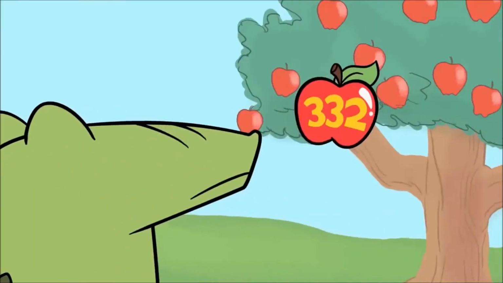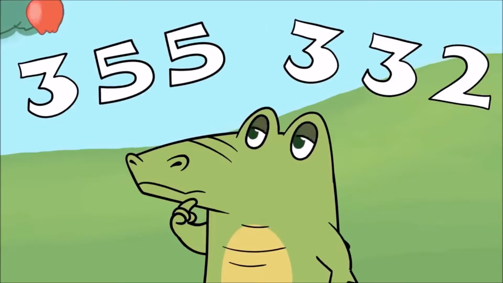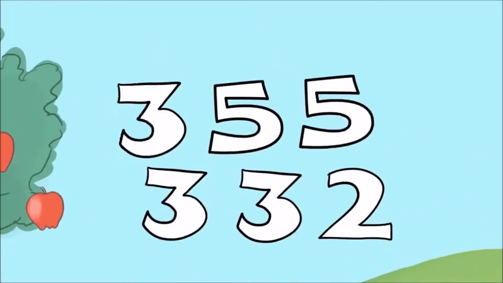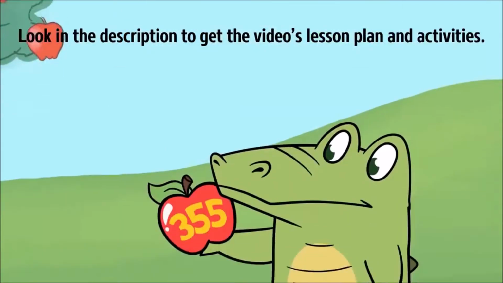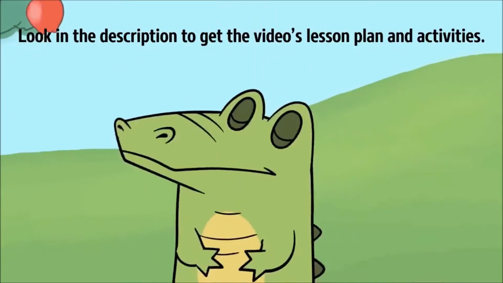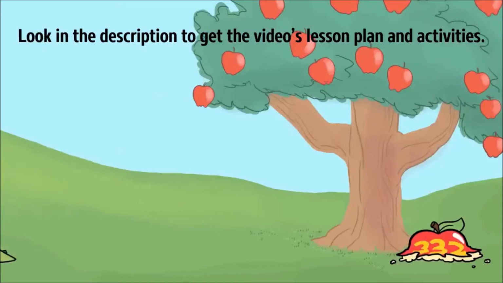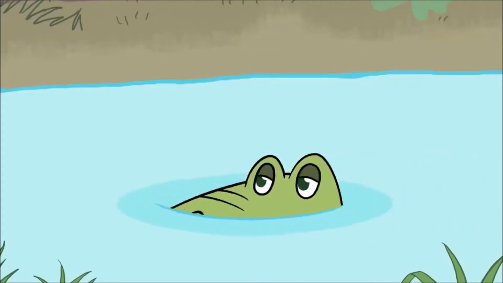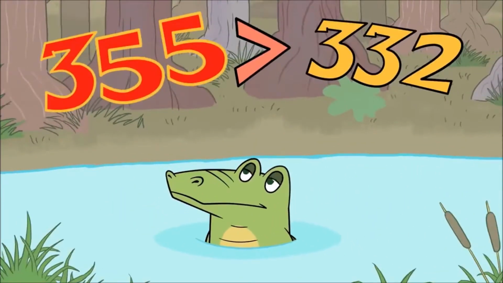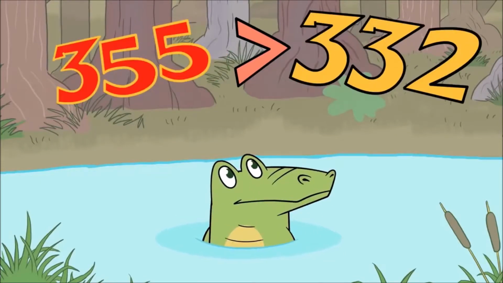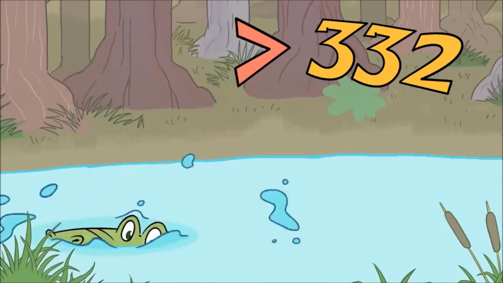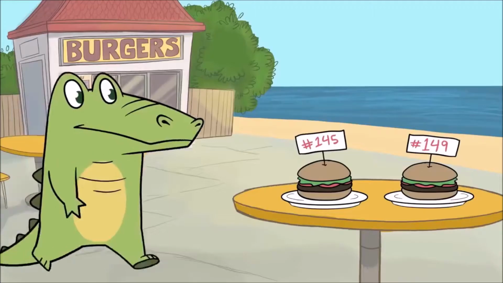355 and 332. The gator needs to eat the one with the greater value. He looks at the place values from left to right. 5's the greatest tens place, so he takes a big bite. The hungry alligator eats the number that's greater. The number that is least is never part of his feast.